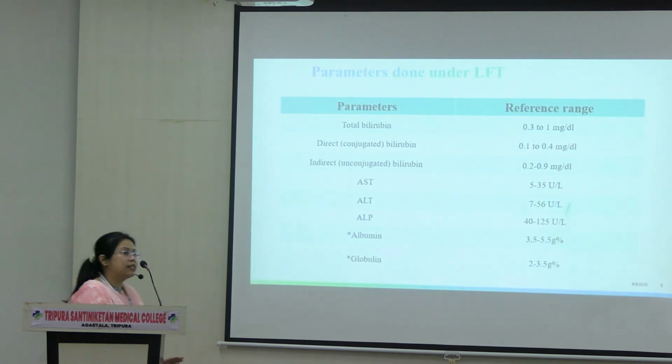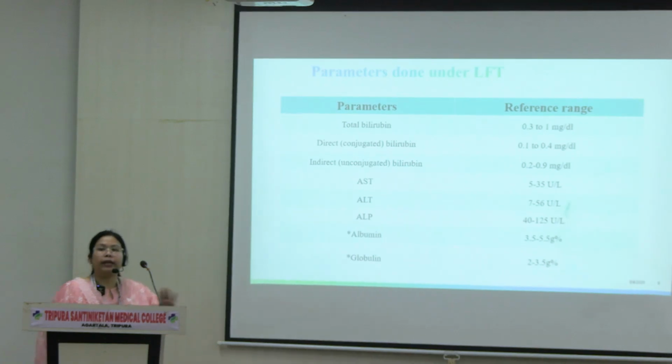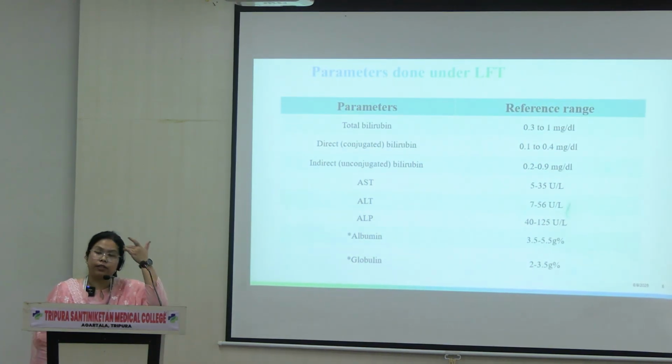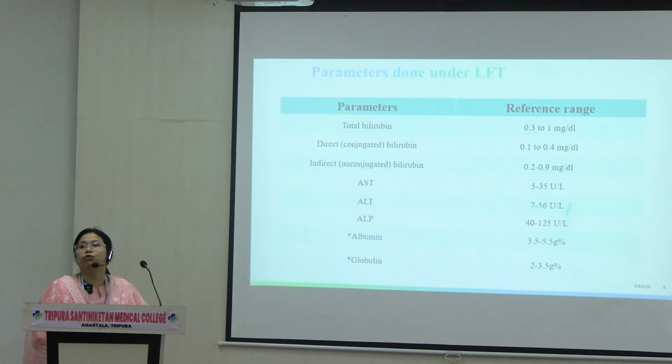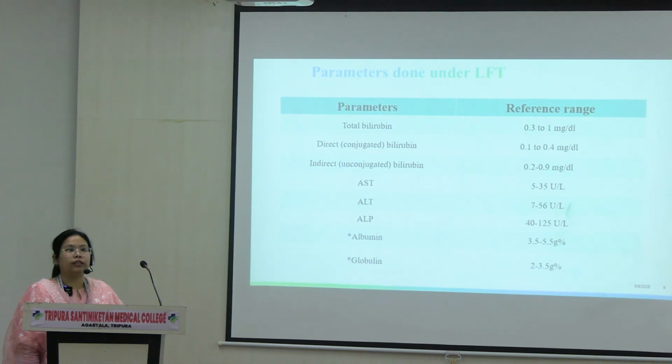So for all practical purposes, whenever we say LFT, these are the tests we do. There are many other tests as well coming under LFT, but these are the tests: total bilirubin, including direct and indirect, AST, ALT, ALP. इसके अलावा we can do albumin and globulin as well. Then we can do prothrombin time, age ratio and all.